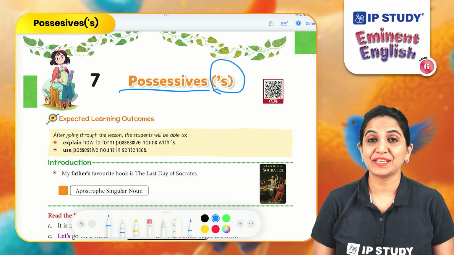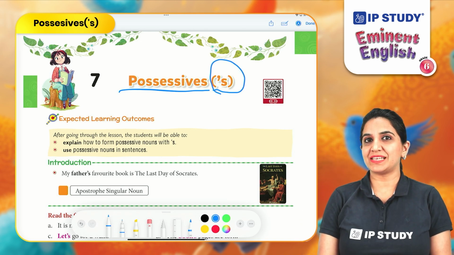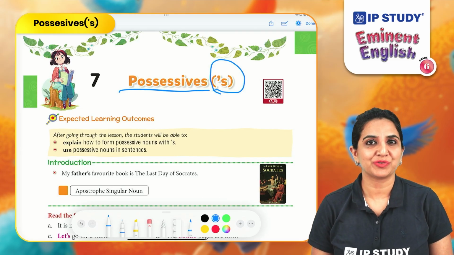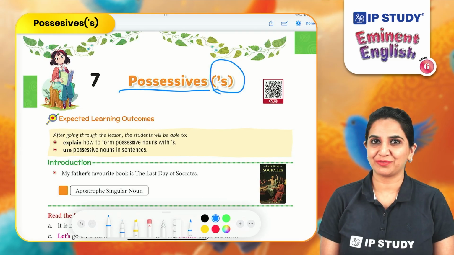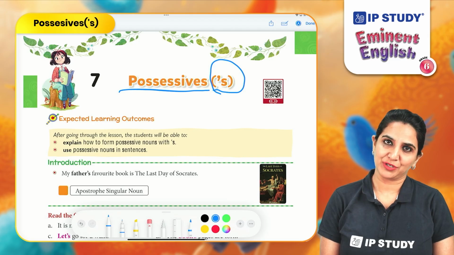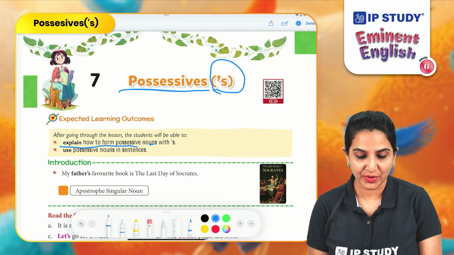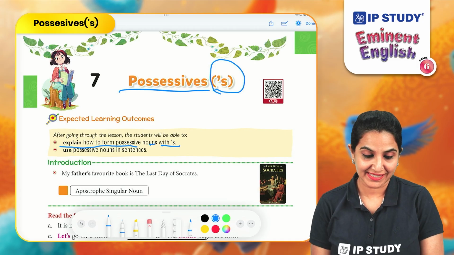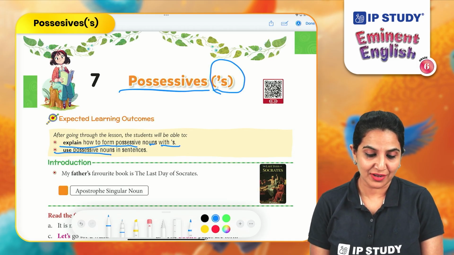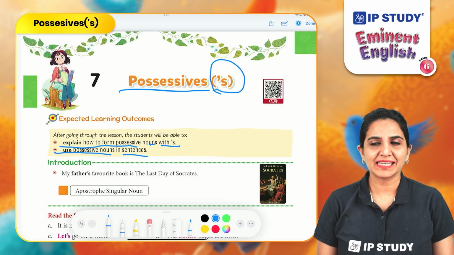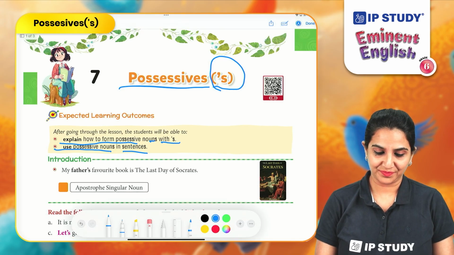So, in this lesson, we will cover what is a possessive noun and how to form them with apostrophe and S. By the end of this lesson, you will be able to explain how to form possessive nouns with apostrophe and S, and use possessive nouns in sentences. Before we go further, let's read a small example.